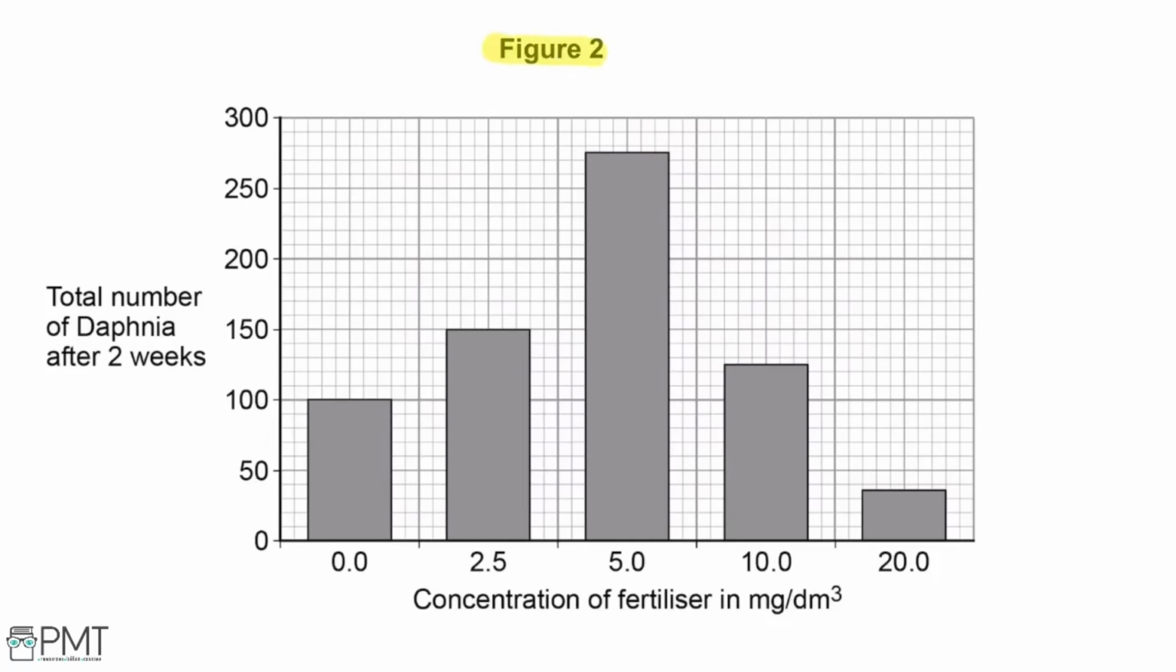So here we have figure 2, and the y-axis shows the total number of Daphnia after 2 weeks, and then the x-axis is the concentration of fertiliser in milligrams per decimetre cubed.